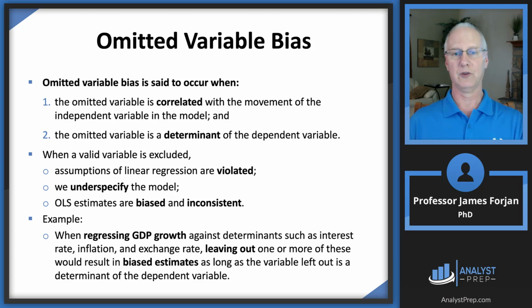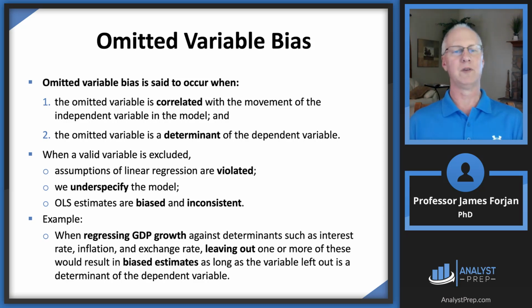And this occurs, are you ready for this? Now this is really cool from a statistical standpoint. If the omitted variable is correlated with the movement of an independent variable in the model, and the omitted variable is a determinant of the dependent variable. So omitted variable bias occurs when there's a relationship between and among the independent variables, and then if there is a relationship with the dependent variable.